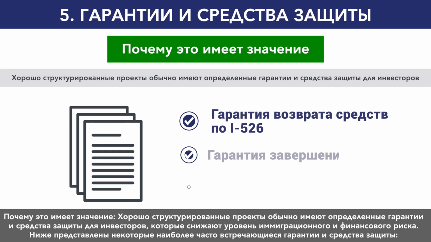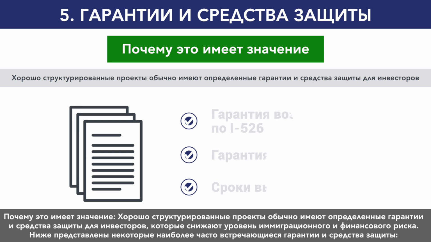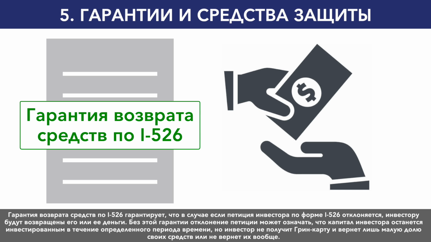Well-structured projects typically feature certain guarantees and protections for investors that limit immigration and financial risk. The following are some common guarantees and protections. An I-526 refund guarantee ensures that if an EB-5 investor's I-526 petition is denied, his or her money will be refunded. Without this guarantee, a denial could mean that an investor's capital remains invested for an extended period with no green card benefit and little or no return.